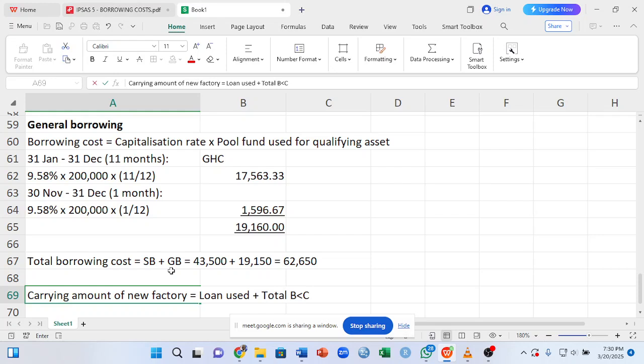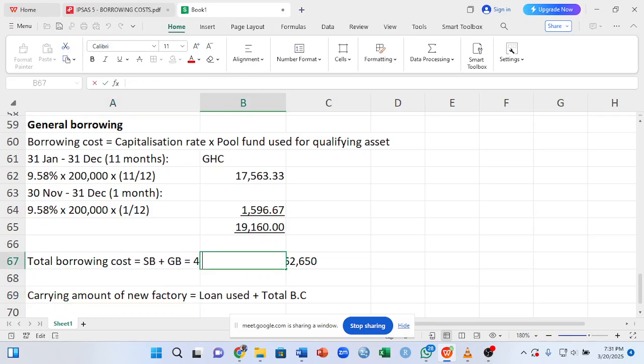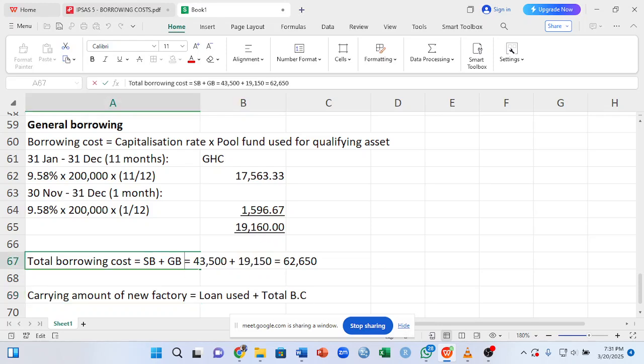Please, the answer for the total borrowing cost. Is it wrong? Yes, it's 62,660. How do you get 600? Oh, okay. Yeah, it's 160. Yes, please. Okay, so I think the mistake is from me. I did a 50 over here. So that will be 660. Okay.